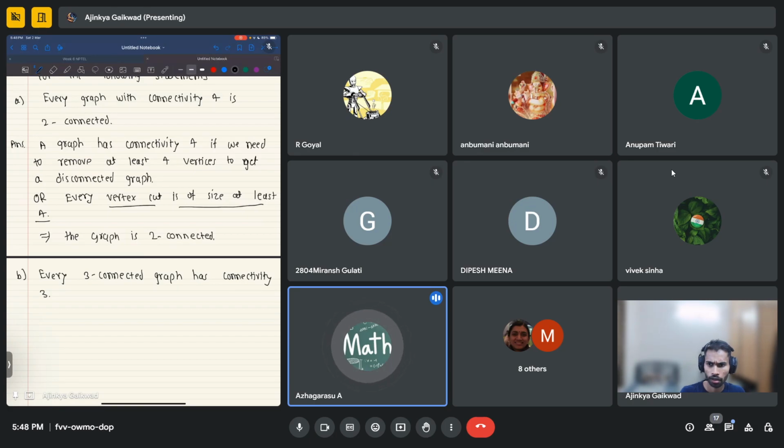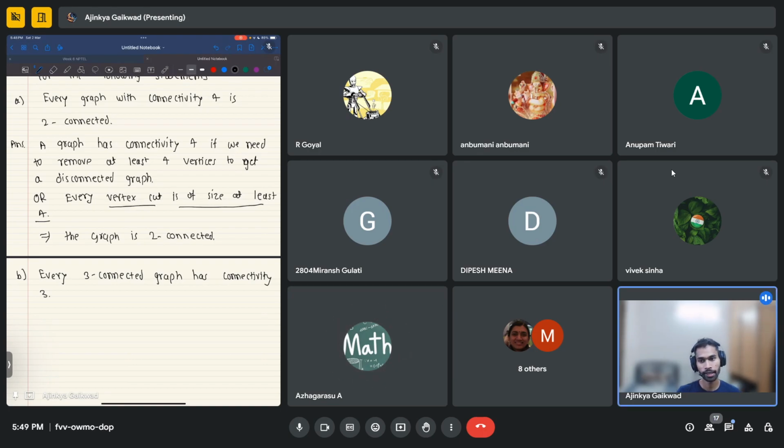The minimum degree can be greater than 3 or 4, but take a complete graph and another complete graph, these two complete graphs merging with one vertex. Then if you remove that vertex, the connectivity will be 1. It does not depend upon the minimum degree.